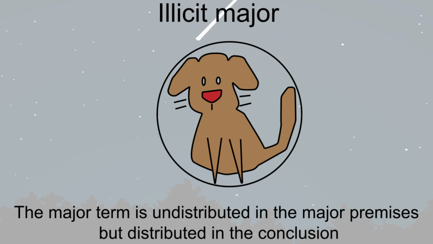Illicit major. The major term is undistributed in the major premise but distributed in the conclusion. Example, all boys are human. No girl is a boy, therefore no girl is human.